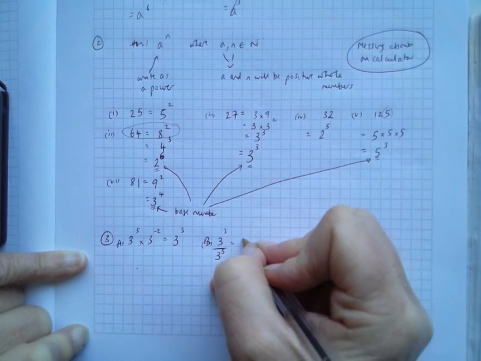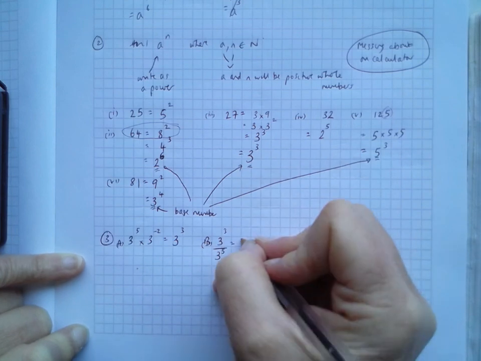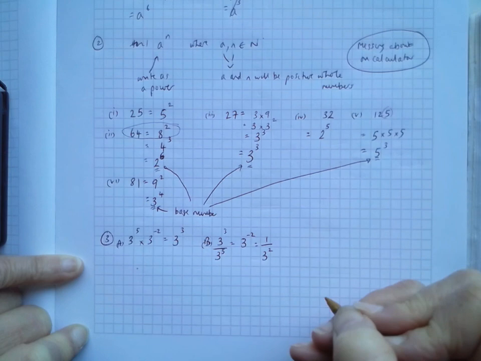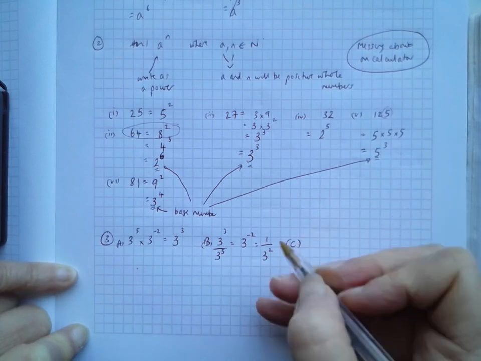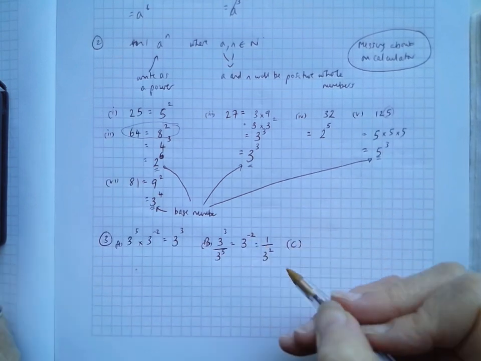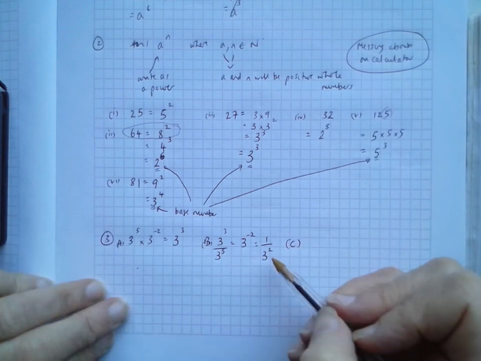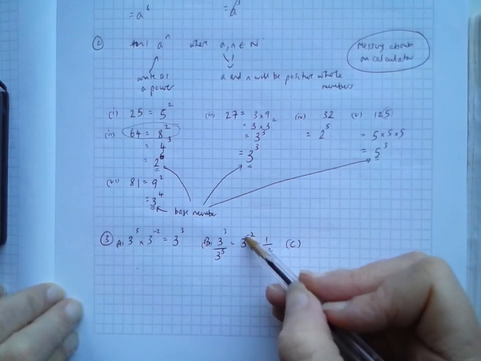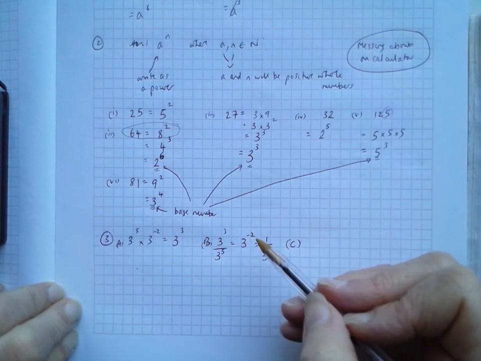minus 5, which is 3 to the power of minus 2, or you might have 1 over 3 to the power of 2. Because remember, that minus turns it upside down. So if you want to write it with a plus power, in this case, it would be 1 over it. If you're allowed to write it with a minus power, and they haven't said you can't, it can be 3 to the power of minus 2.